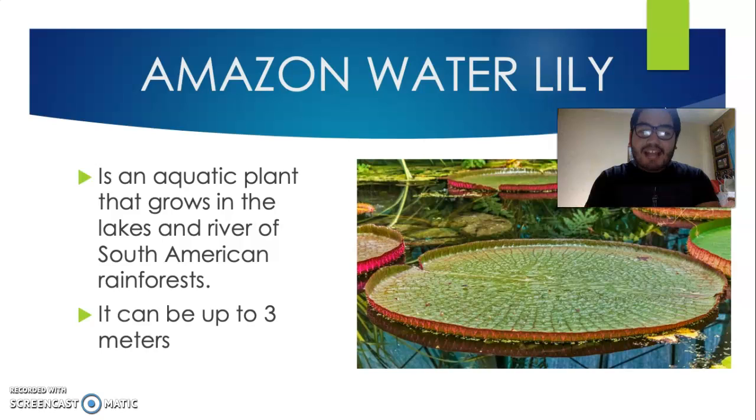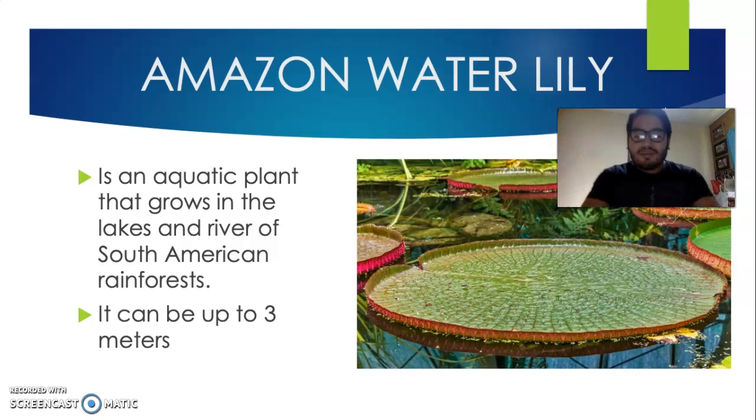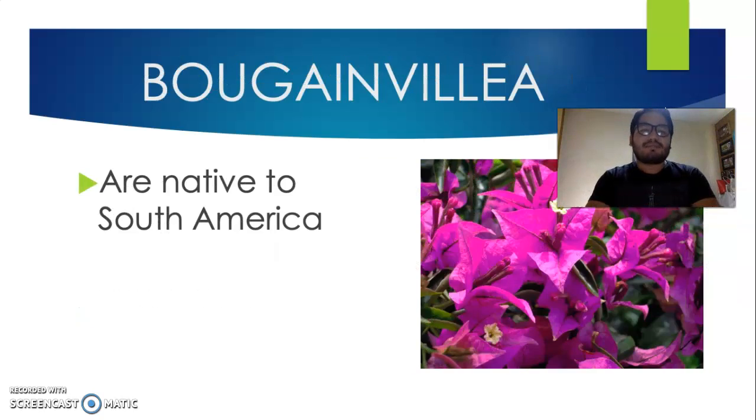It's an aquatic plant that grows in the lakes and rivers of South American rainforests. It's only here in South America. It can be up to 3 meters. It's bigger than this. These are like 2 meters. So it's another one. It's big. It's huge. Maybe I can stand. No, I don't think so. Okay. These are the Amazon water lily.